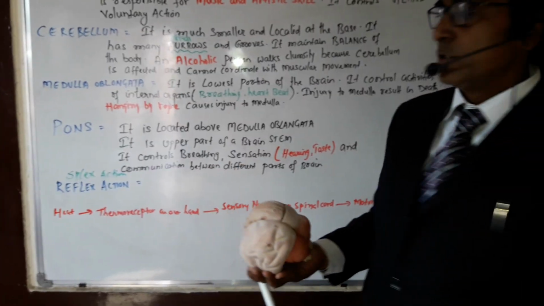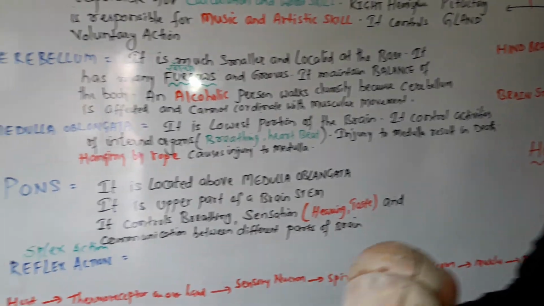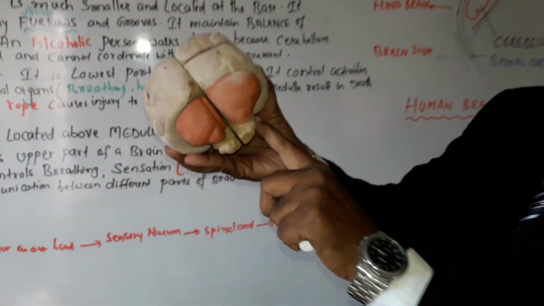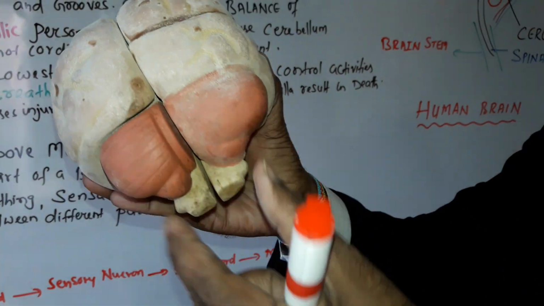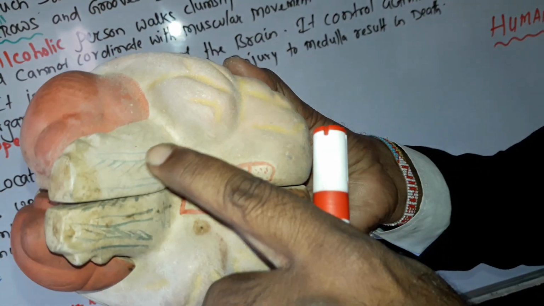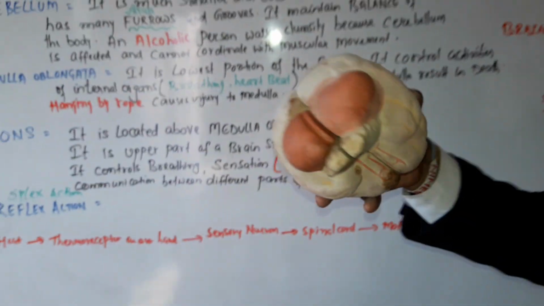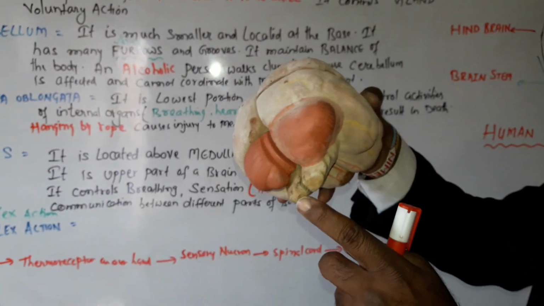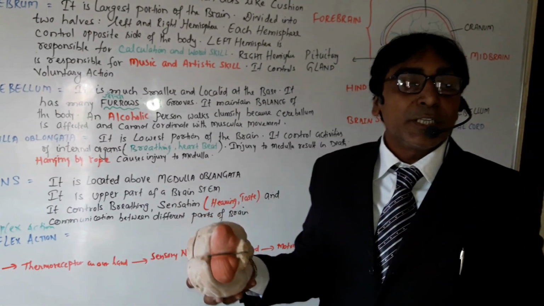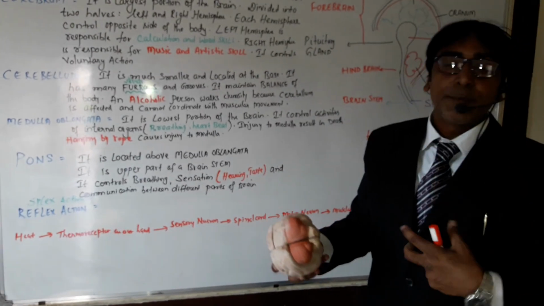The next one is the medulla oblongata, which also plays a vital role in the human brain. You can see it just below the base of the cerebrum. The ventricles and veins are present inside. The medulla oblongata is the lowest portion of the human brain. It controls all the internal activities, meaning breathing, heartbeat, and so on.